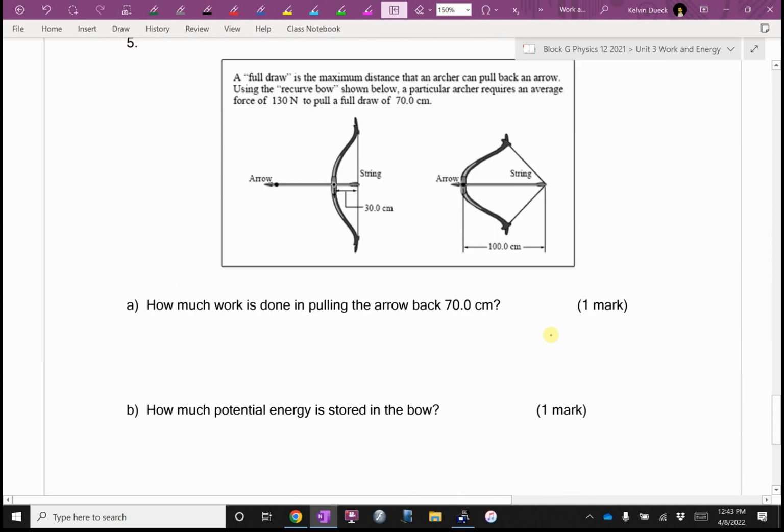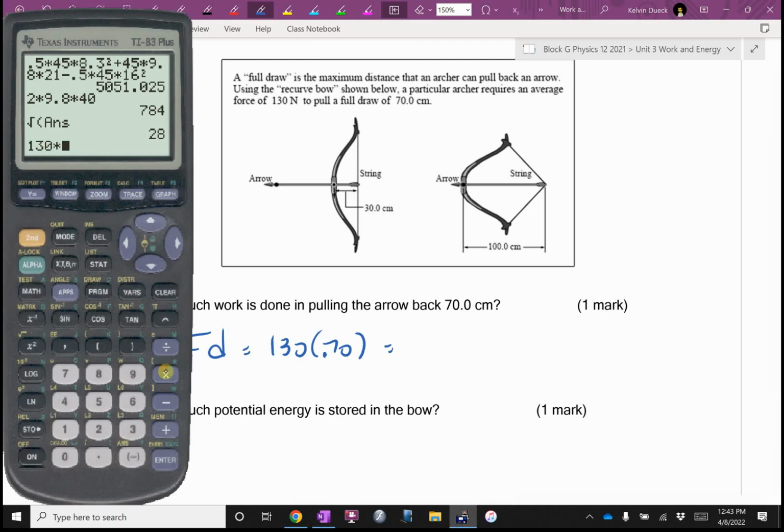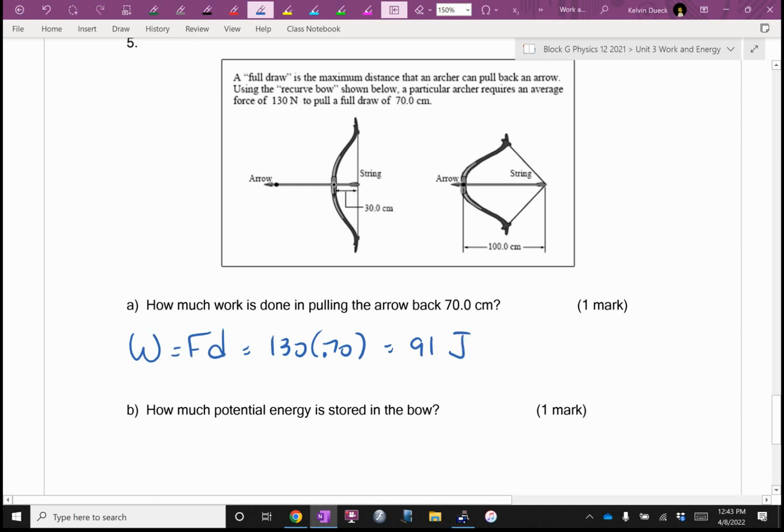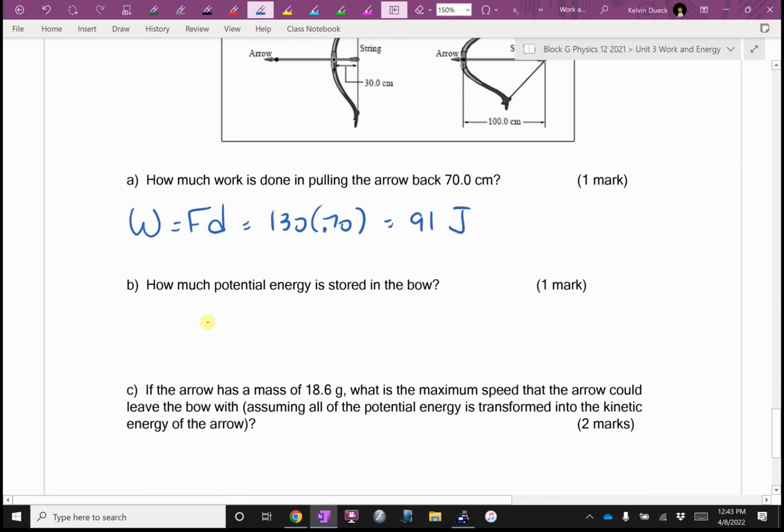Ooh, a bow. How much work? Okay. Work is going to be force times distance. So obviously it's going to be 130 times 70. Is that correct? 0.7. 130 times 0.7. And I've done 91 joules of work. How much potential energy is stored in the bow? 91 joules of work. Not mgh.